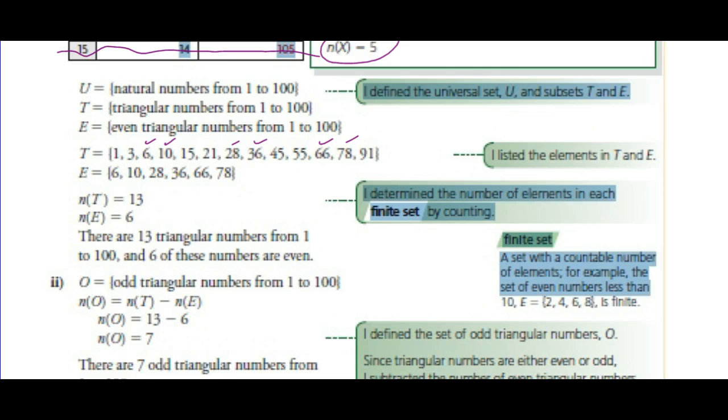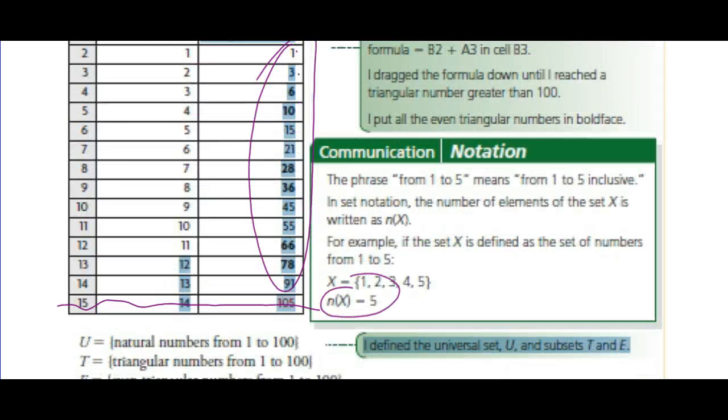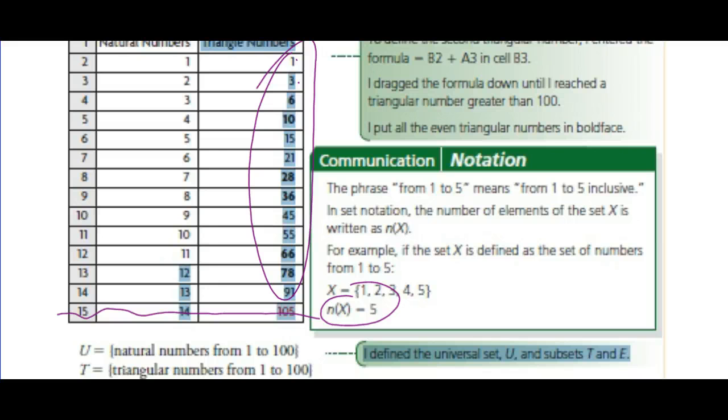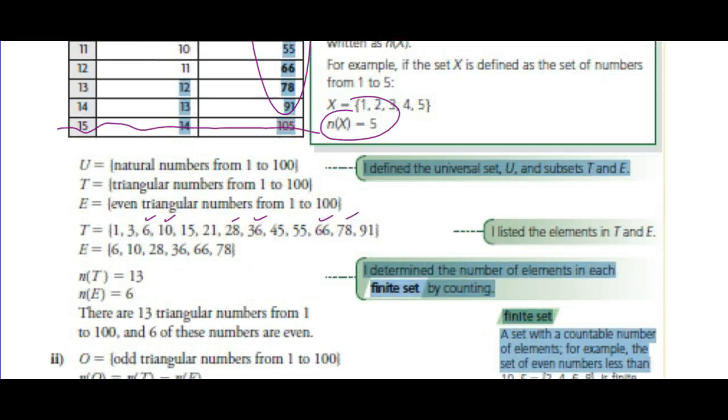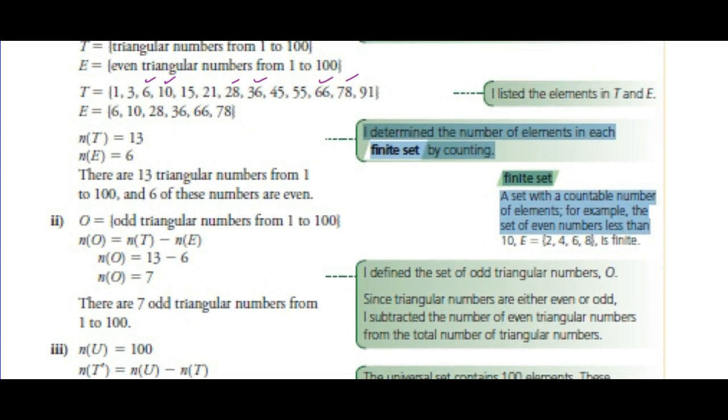The number in T, so you just count them, right? Or you just go to the table and you just say, well, okay, wait, 1 to 13, right? So there are 13 triangular numbers. The number of even ones is 6. The number of odd ones, well, you're either even or odd, right? You can't be both. So really, O is the complement of E, right? I could say O, I could say E prime. They'll both say the same thing. So the number in O is the number in T minus the number in E, 13 minus 6, or 7. So there are 7 odd triangular numbers.